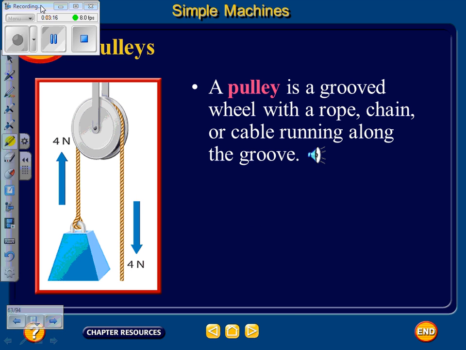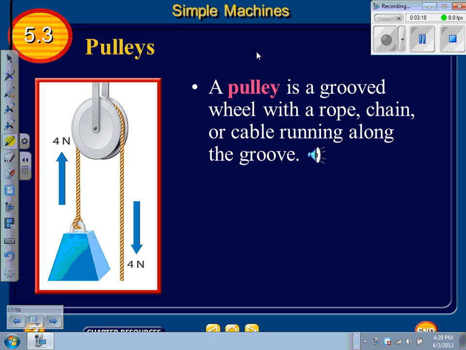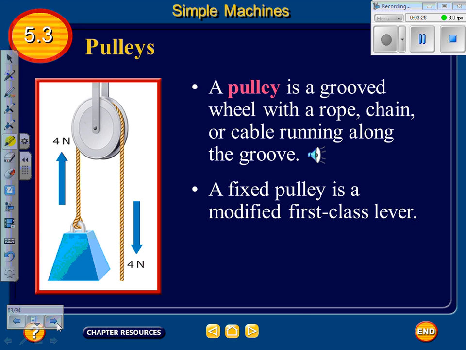Pulleys. A pulley is a grooved wheel with a rope, chain, or cable running along the groove. A fixed pulley, and we'll show you the difference between the pulleys in a second. A fixed pulley is one that's attached to something, attached to the ceiling, for example. A fixed pulley is a modified first-class lever.